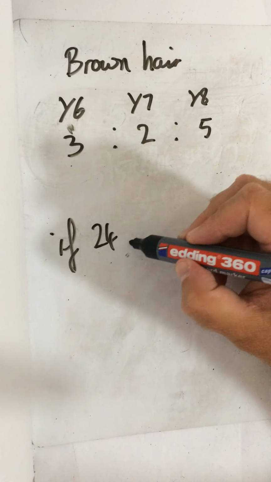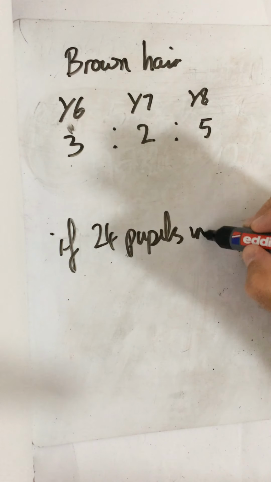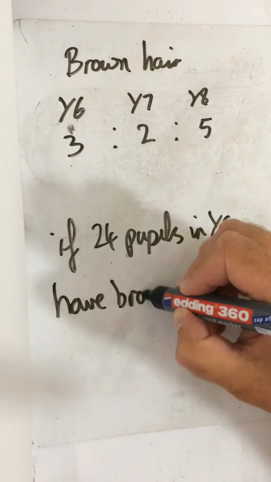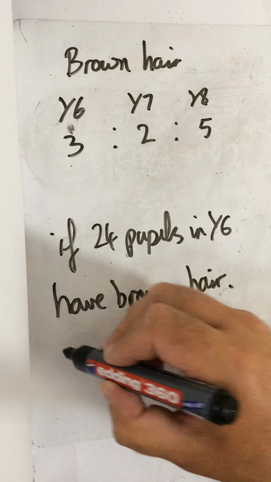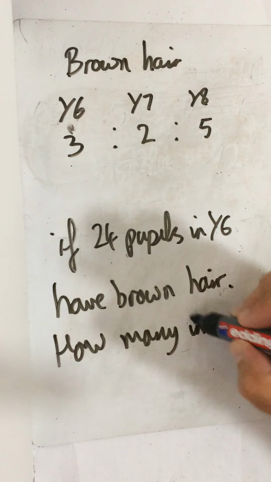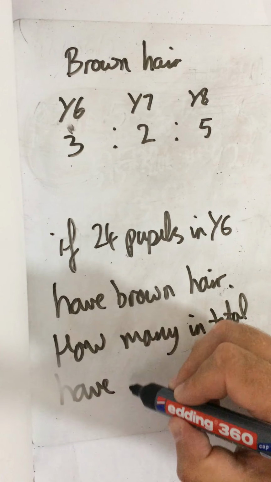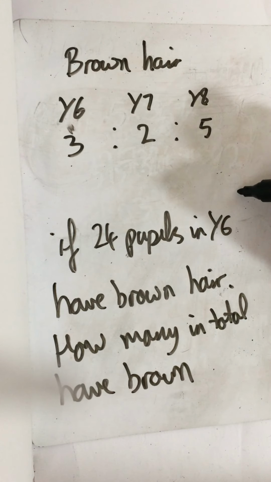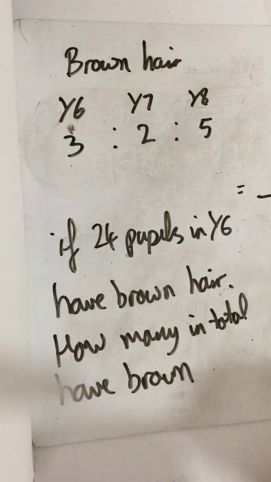Now, if 24 pupils in year 6 have brown hair, how many people in total have brown hair? So this time we've got to find this total down here. We need to work through the ratios there and find the total.